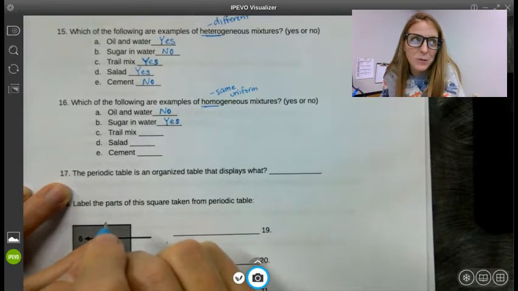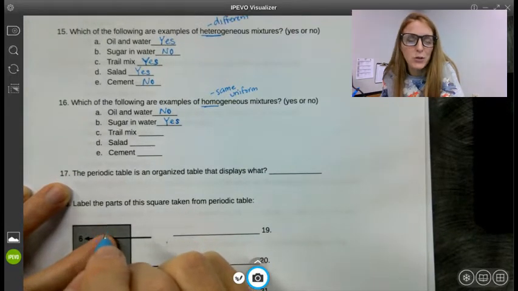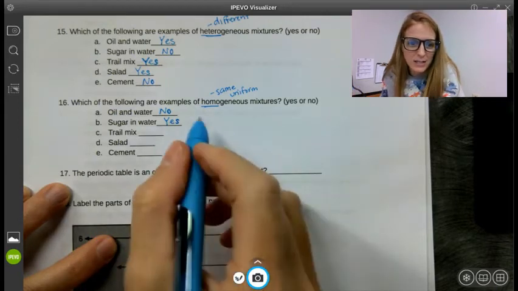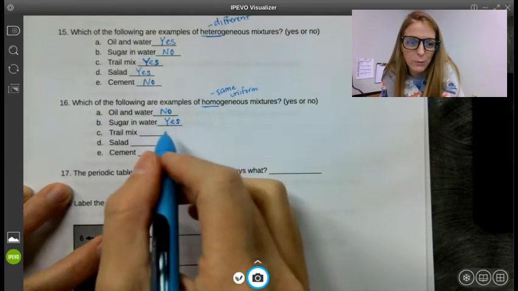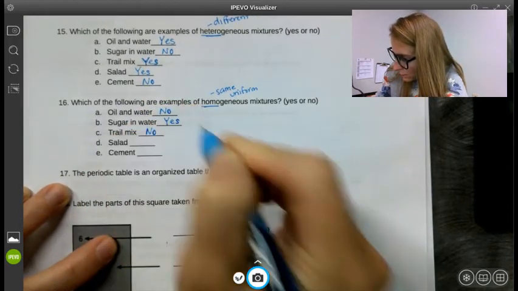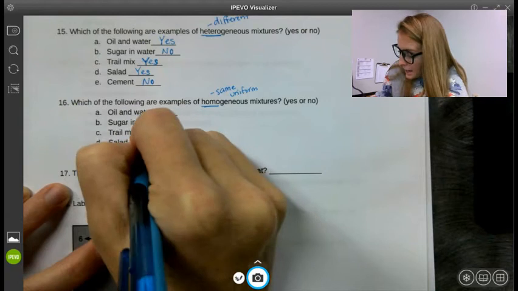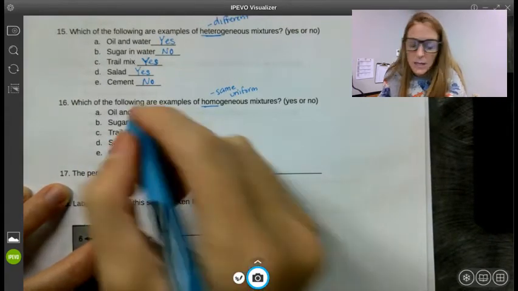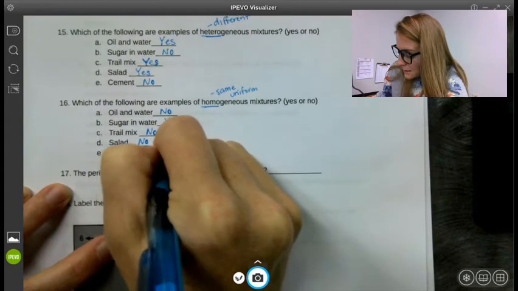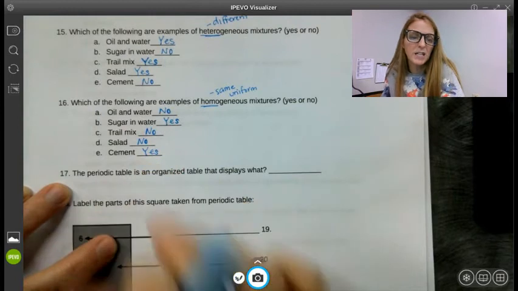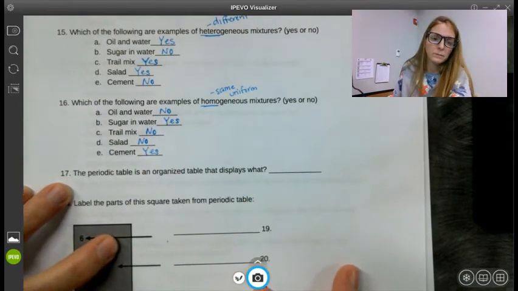Remember I said that if you put salt or sugar in someone's water and mix it in, they won't be able to see it, but they'll be able to taste it. So that's a homogeneous mixture. It looks like water, but there's stuff in it. Trail mix is a no because you can pull the pieces out. Salad is a no because again, it's heterogeneous, you can pull the pieces out. And then cement is a yes because you have multiple things in it. It just looks like one item.